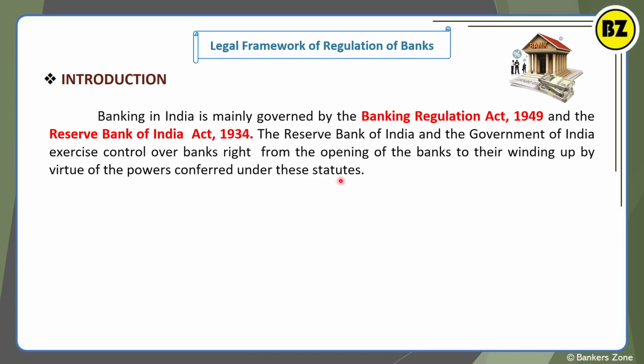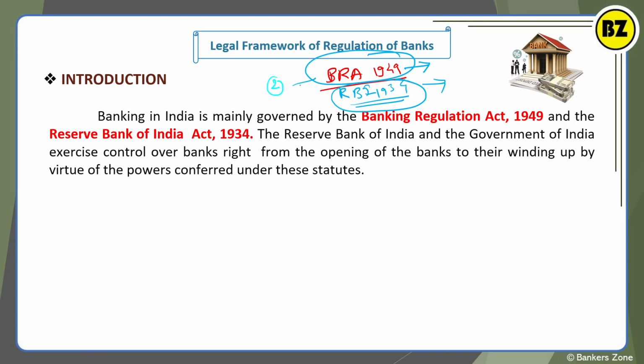What do you mean by it? Very simple. In India, if we talk about banking, we have two major acts. What is the first act? First is the Banking Regulation Act 1949 and second is the Reserve Bank of India Act 1934. So this is the old act, the RBI Act, and this is the Banking Regulation Act. These two acts mainly regulate the banks in India, right?